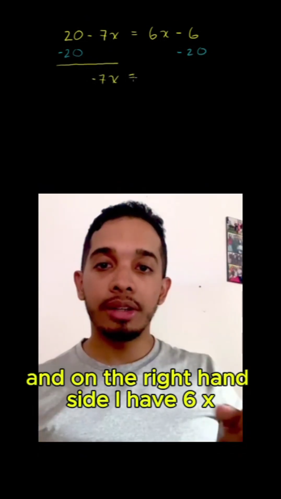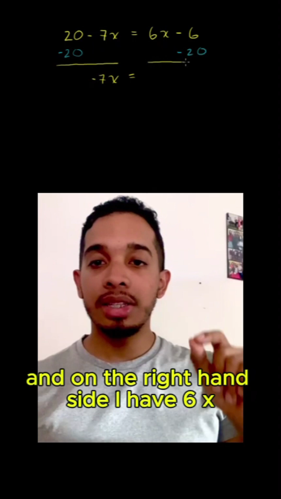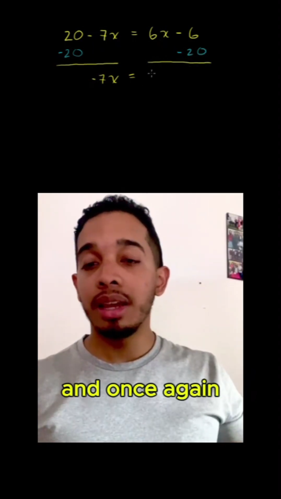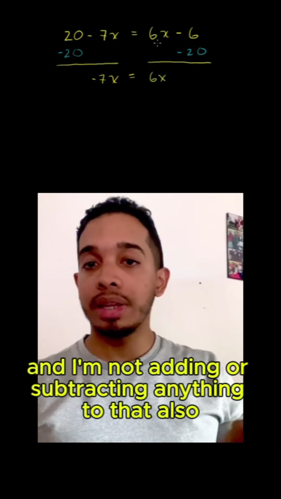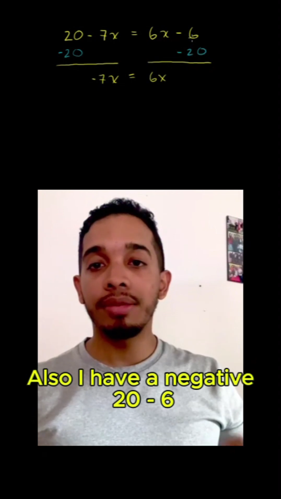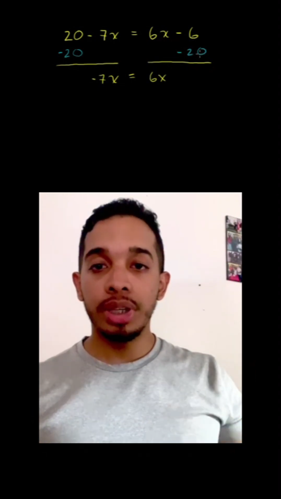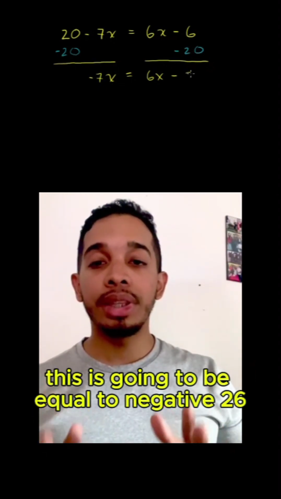And on the right hand side I have 6x, and once again I'm not adding or subtracting anything to that. Also I have a negative 20 minus 6. This is going to be equal to negative 26.